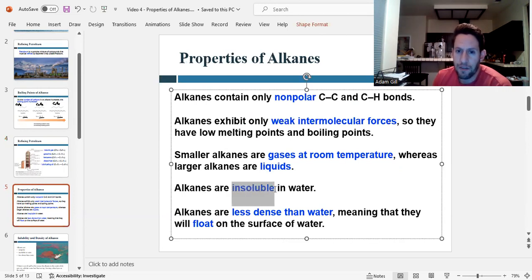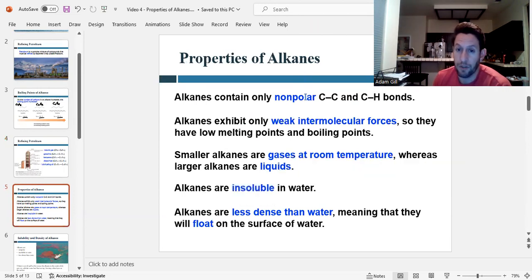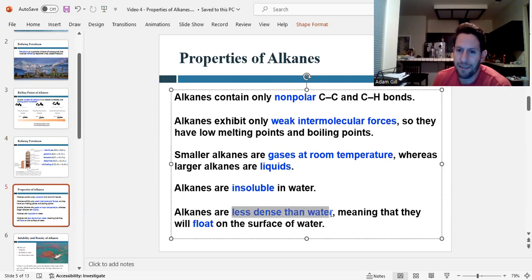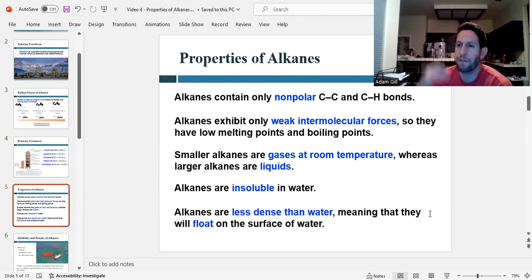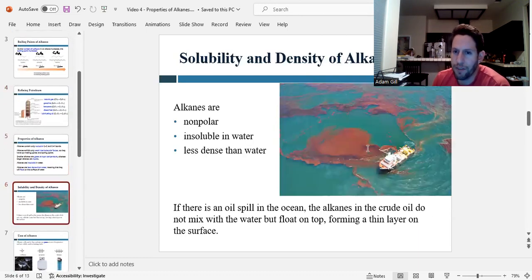Alkanes are insoluble in water because they're nonpolar, and they're also less dense than water, meaning that they float on top of water. So whenever there's an oil spill in the ocean, so there's an image of an oil spill and a boat trying to clean it up. You can see that the oil floats on top of the water. It doesn't just sink back down to the bottom of the ocean. It stays on the surface.